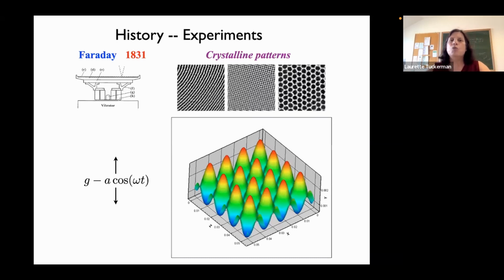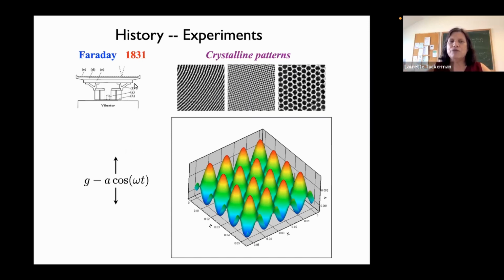Okay, so what is the Faraday instability? It was first seen or described scientifically by Faraday in 1831, and it is merely the vertical shaking of a layer of fluid. And above a certain amplitude, waves form. Below, they don't.